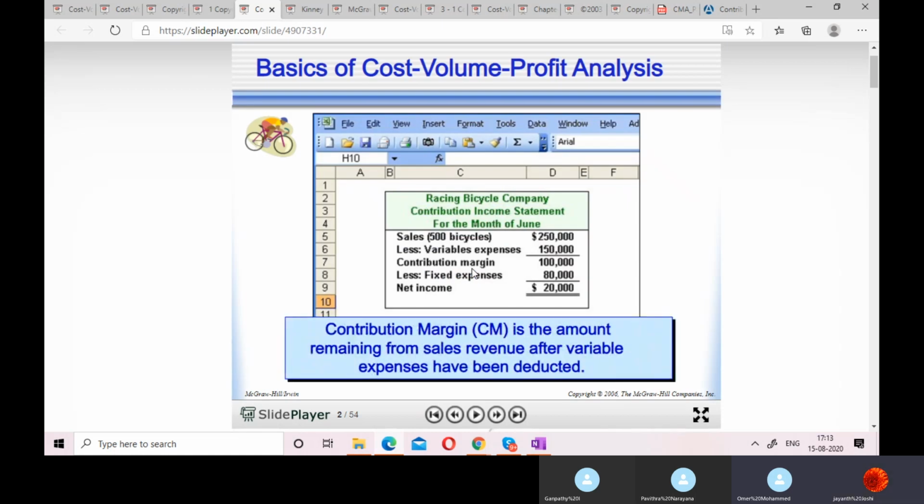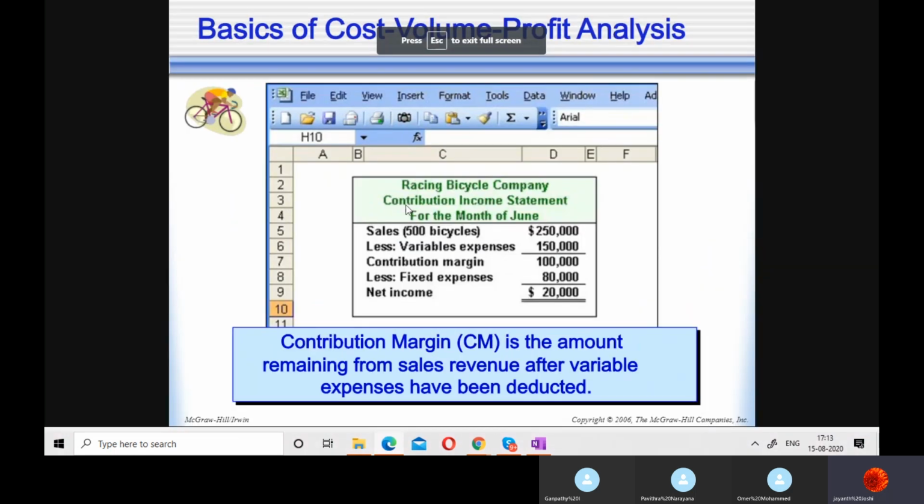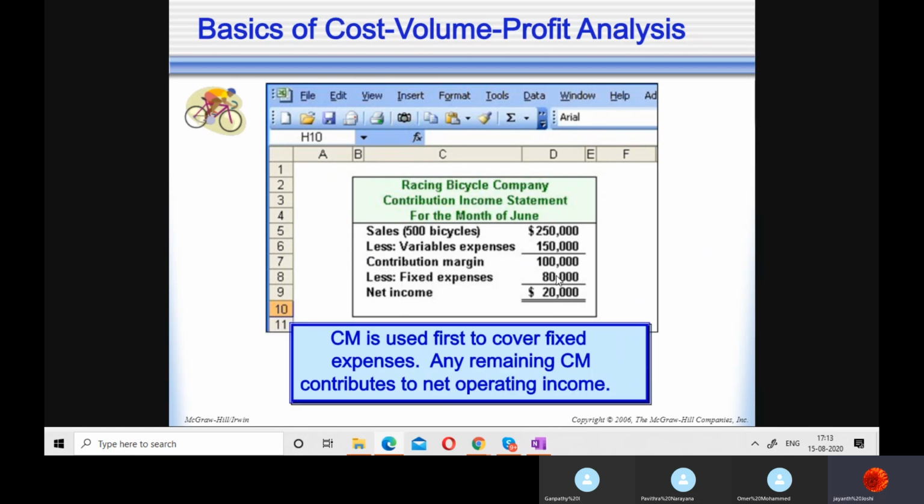So here there is an example given, Racing Bicycle Company contribution income statement for the month. Sales they are doing of 500 bicycles, that is 2,50,000. From that variable expenses are deducted, and they get the contribution margin. Contribution margin is the amount remaining from sales revenue after variable expenses have been deducted. If the leftover amount is higher than fixed cost, it is an indication that you'll get profits.